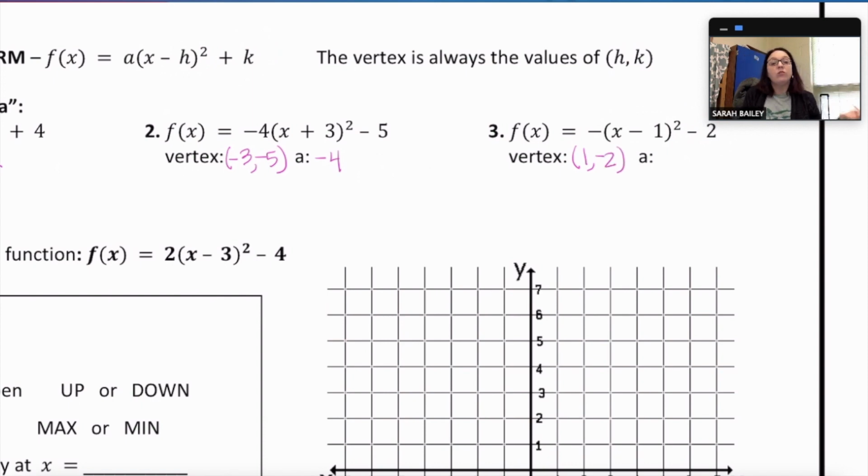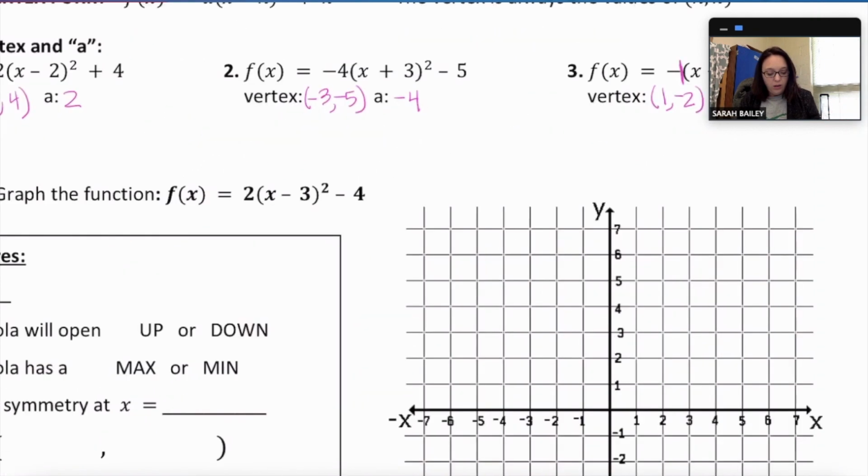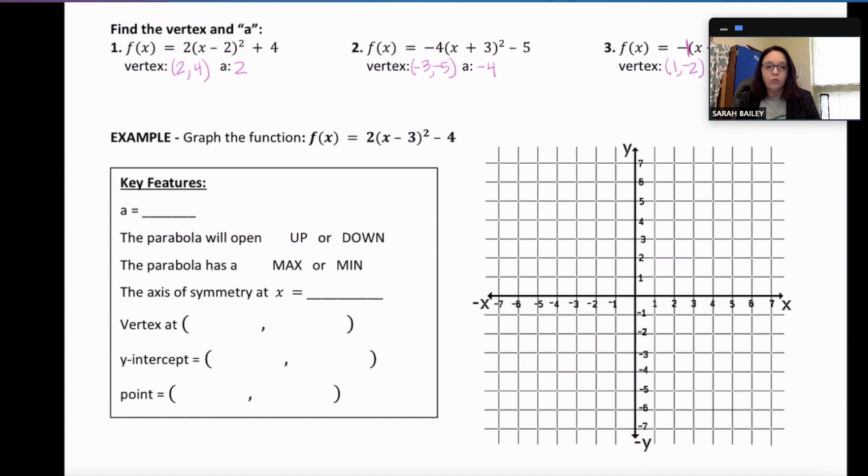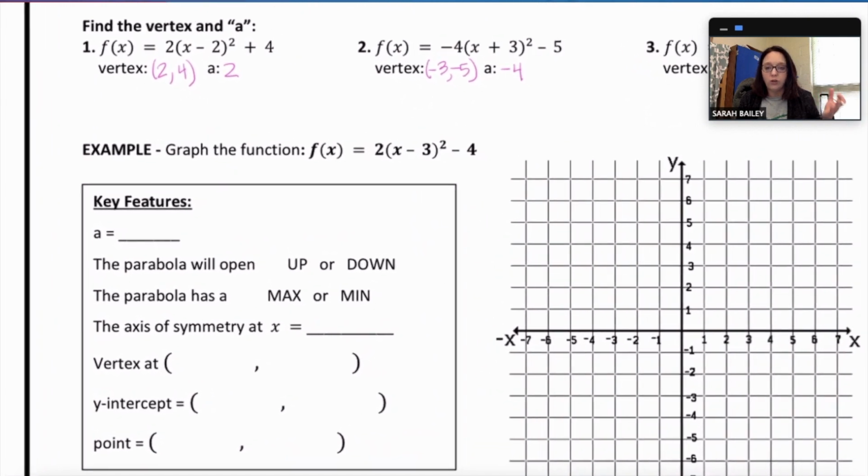What's a? What's the coefficient, or what number is hugging the parentheses? And if you don't see a number, then the a value would be a 1. Here, think of that, there was a negative there, so treat it as a negative 1. So a is negative 1, okay? Let's try and do a graph. Let's try and graph one when it's in vertex form.